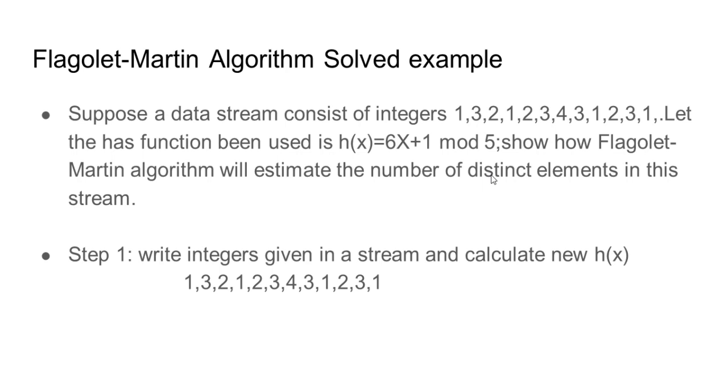So first you will write down the stream. Before we go to the answer, let us first try to find out what should be the answer. As we can see, this is our stream. So 1, 2, 3 and 4. These are the 4 distinct elements. So your answer should be approximately 4. Okay, this is how you can cross check. So let's go step by step.